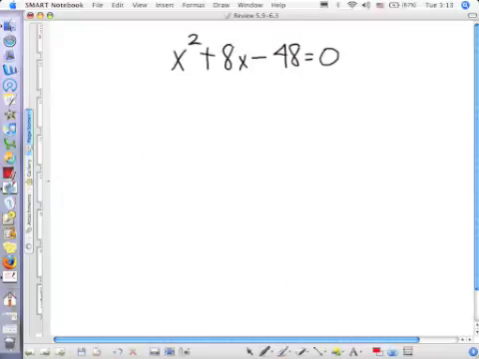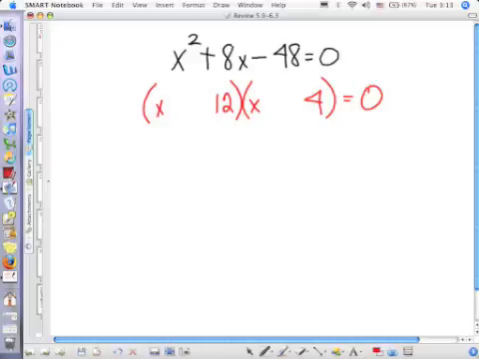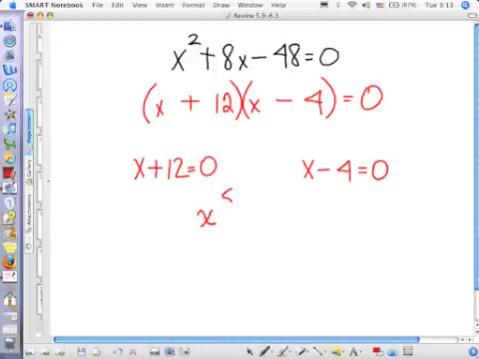Number 21, we are asked to solve the equation by factoring. We already have our equation set equal to 0. We know that x and x give us x squared. We need factors of 48 that subtract to give us 8. When we subtract, we want to get positive 8. Next, we must set each factor equal to 0 and solve for x. Therefore, my answers for x are -12 and positive 4.